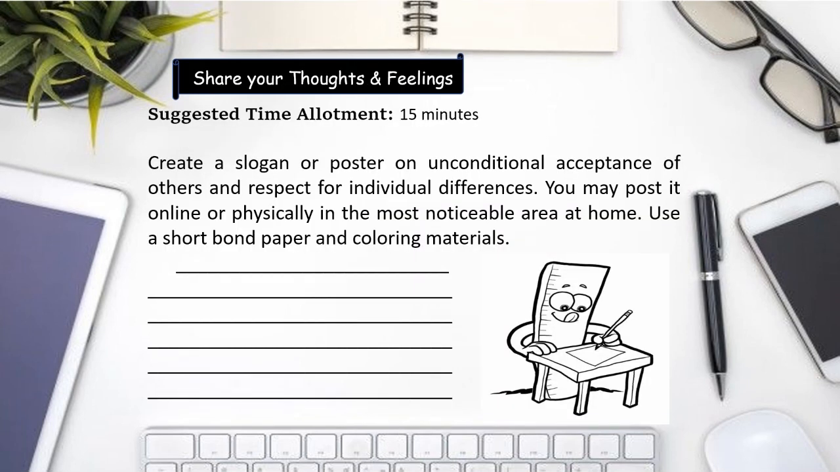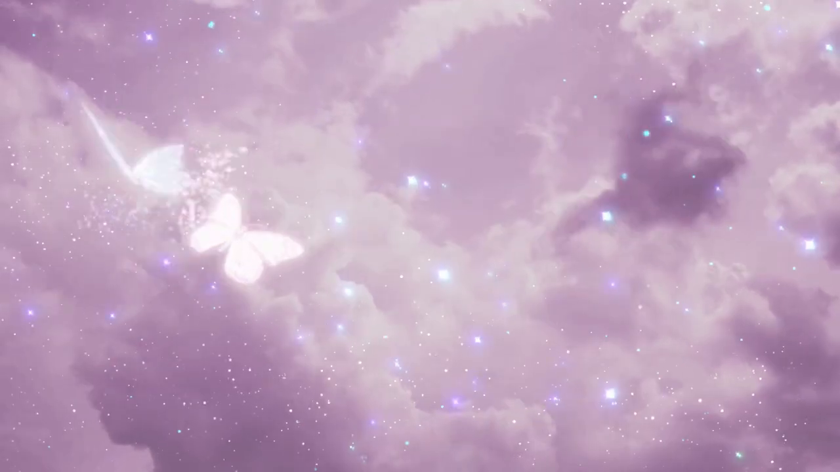And now, it's time to share your thoughts and feelings. You have to create a slogan or poster on unconditional acceptance of others and respect for individual differences. You may post it online or physically in the most noticeable area at home. Use a short bond paper and coloring materials.